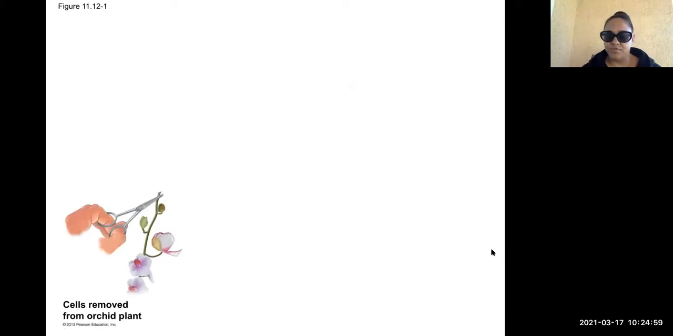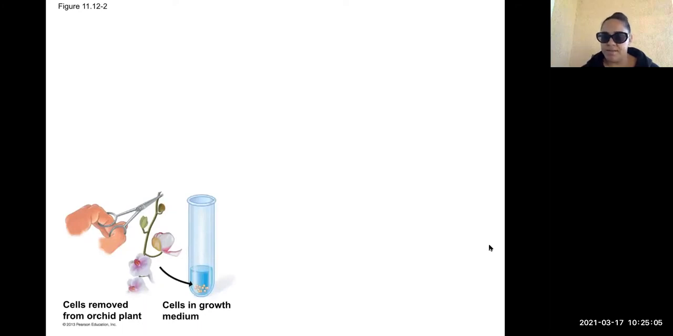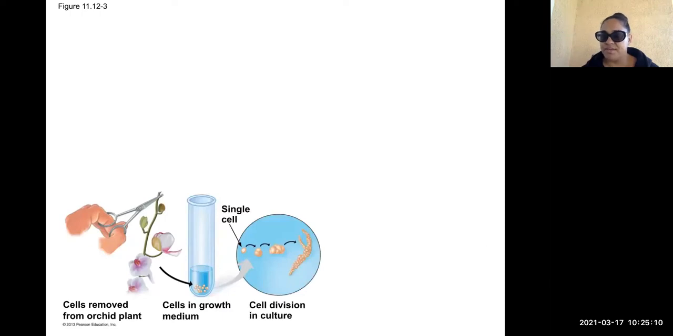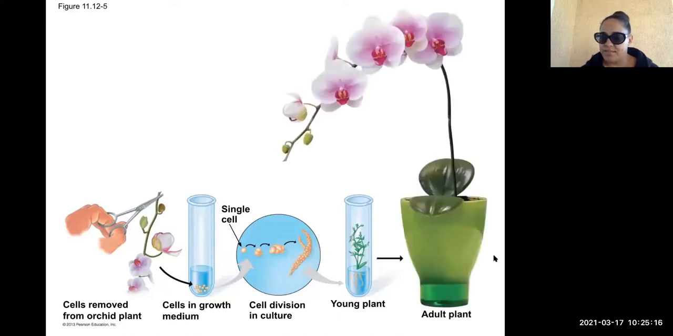So cells get removed from an orchid plant, from a little tiny stem. Scientists can grow them in a medium. They perform cell division, they start dividing just like normal. And then a tiny little plant grows. And eventually that tiny little plant grows into the exact same orchid plant that you had in the beginning.